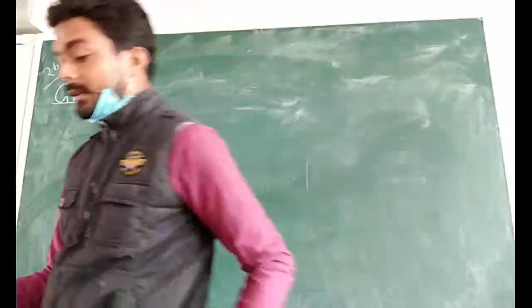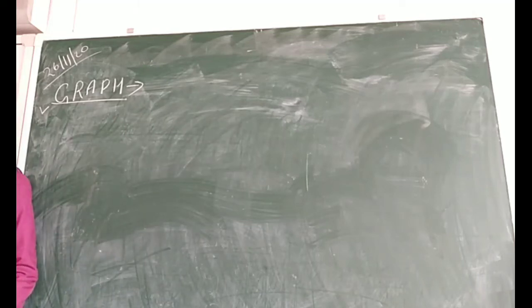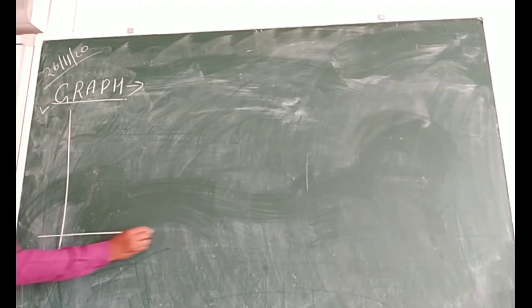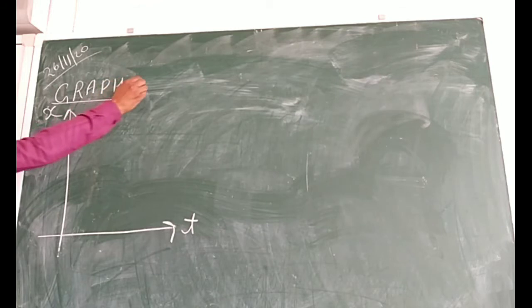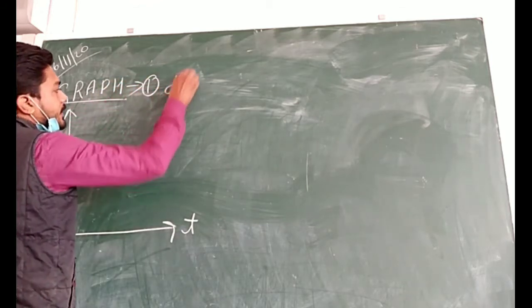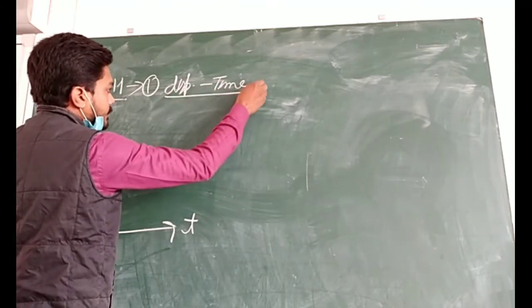Okay students, today we are going to discuss graphs. Our first graph is the displacement-time graph. In this graph, on the x-axis there will be time and on the y-axis displacement will be there. We are representing x as displacement and t as time. Our first graph is the displacement or distance displacement-time graph.